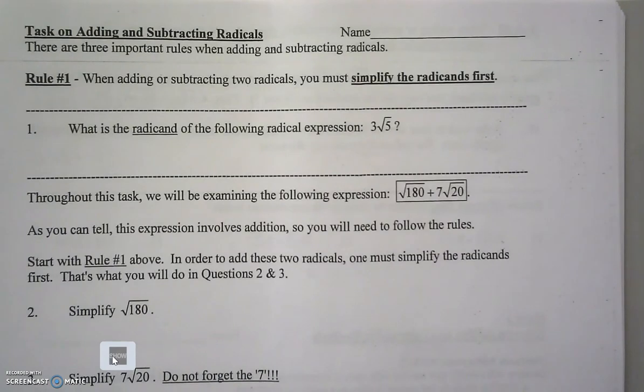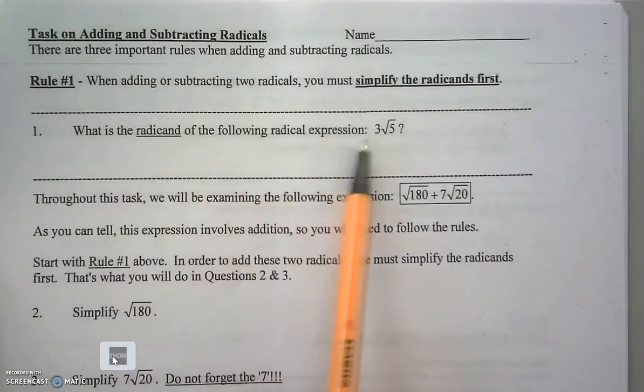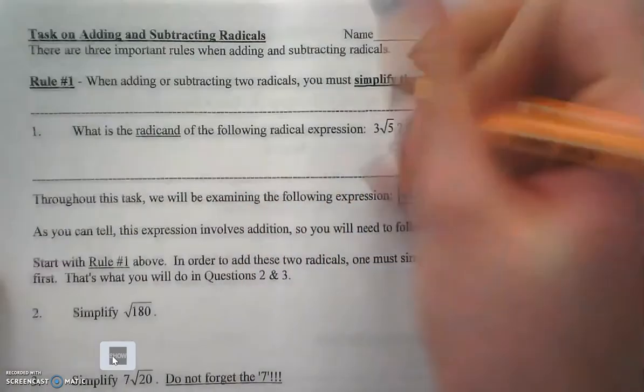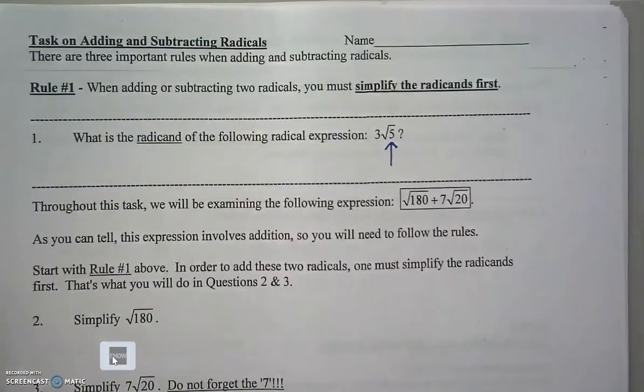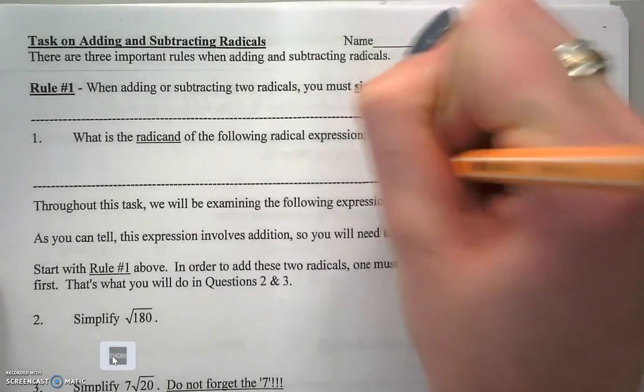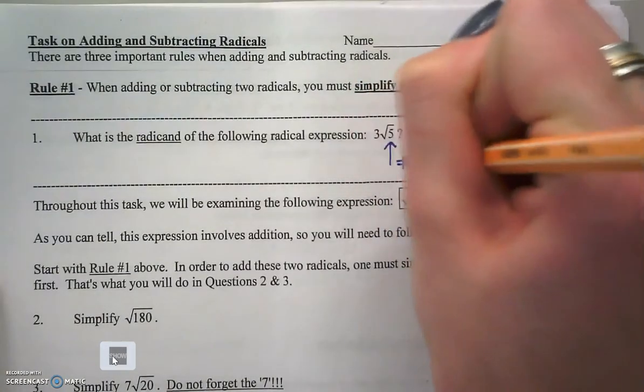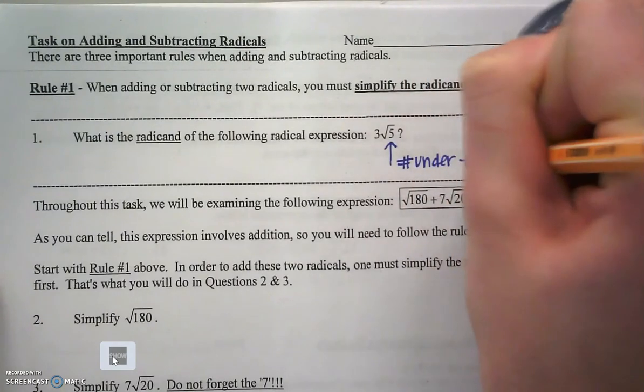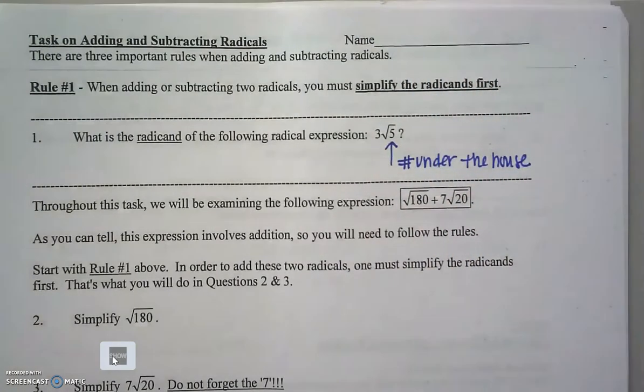The first rule is that when we add or subtract two radicals, you must simplify the radicand first. Well, what is the radicand? Let's remind ourselves. In this expression, 3 square roots of 5, 5 is the radicand. Remember, the radicand is the number under the house. Throughout these notes, we're going to continue to come back to this example. We're going to follow rule number 1 first. We have to simplify the radicand first.